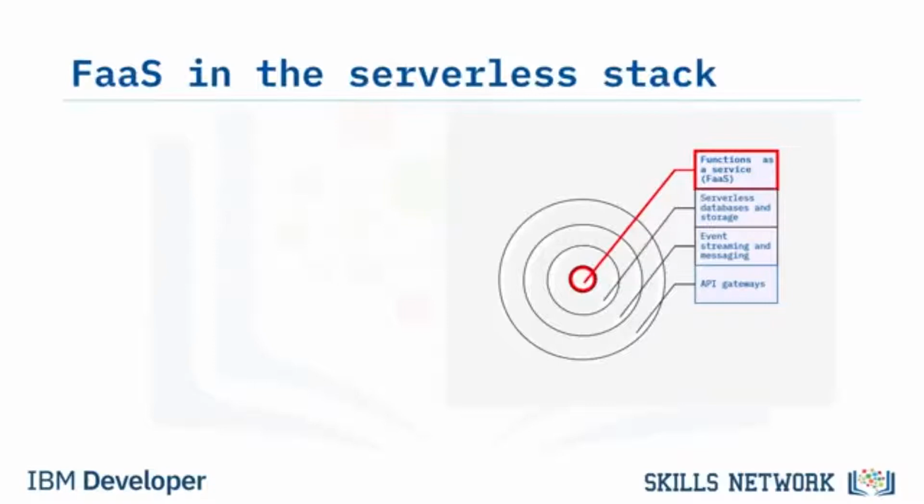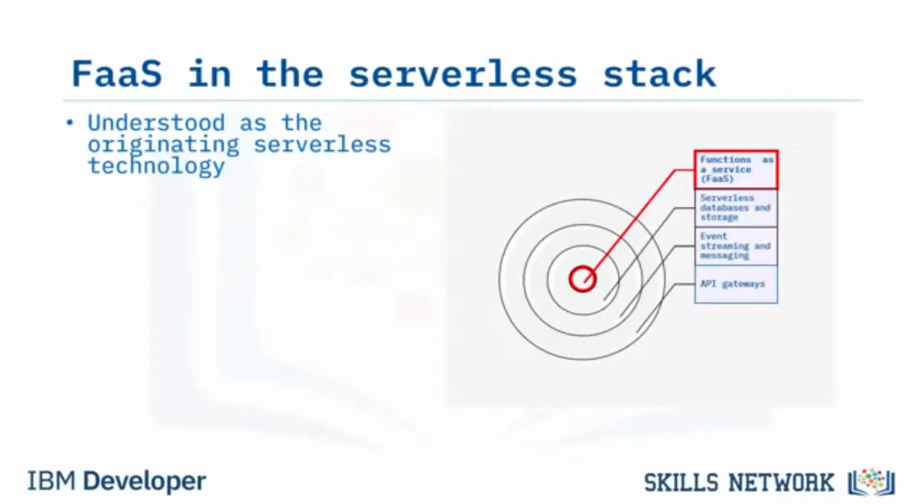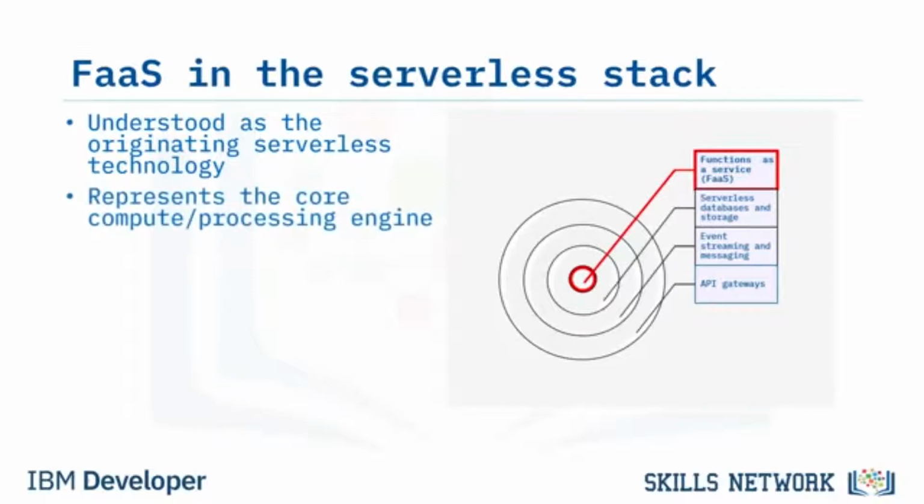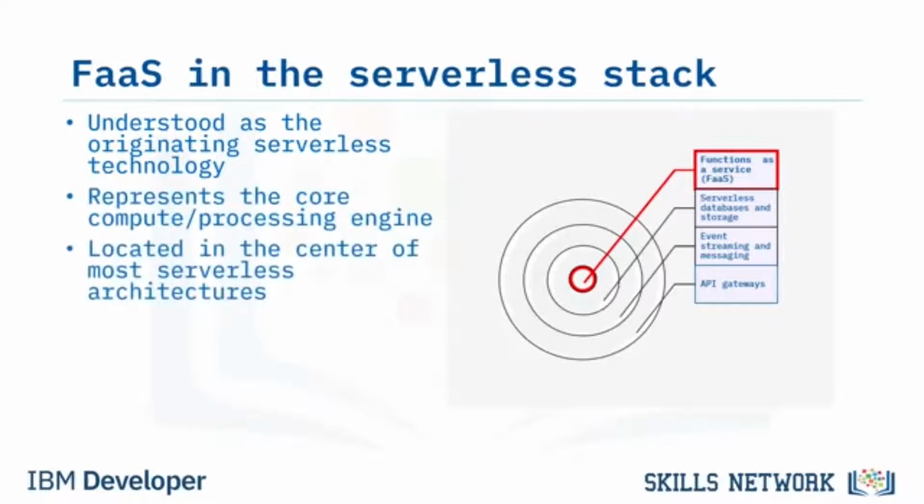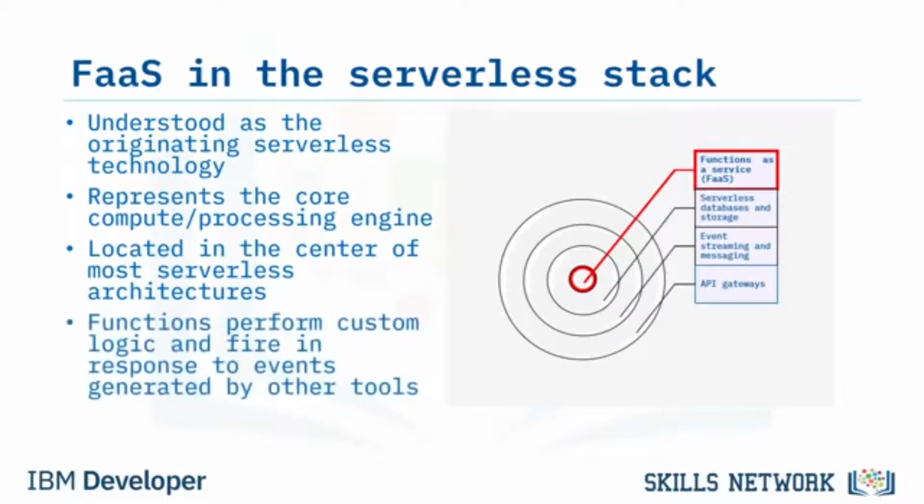FaaS is an excellent example of serverless. FaaS is widely understood as the originating technology in the serverless category. FaaS represents the core compute and processing engine in serverless and sits in the center of most serverless architectures. To illustrate that concept, consider that functions can perform custom logic and fire in response to events generated by other services in the stack. However, there are also other technologies in the serverless stack.